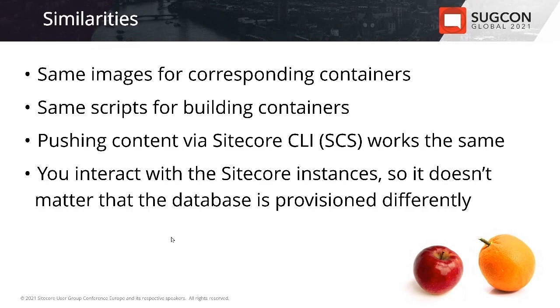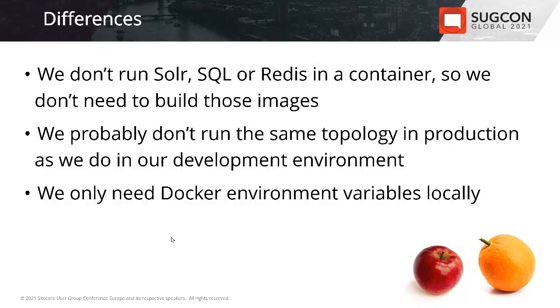So it doesn't really matter that the database that you provisioned is running in a different technology. On the other hand, we don't have those EDS in the container, so we don't need to build those images in the pipeline when we're deploying to production. That would just be a waste of time. And we also probably don't run the same topology in production. I can't imagine you want to fire up an XP1 topology each time you want to test something out on your local machine. So there are some differences as well. And we only need the Docker environment variables that are present in your Compose file. We only need them locally.